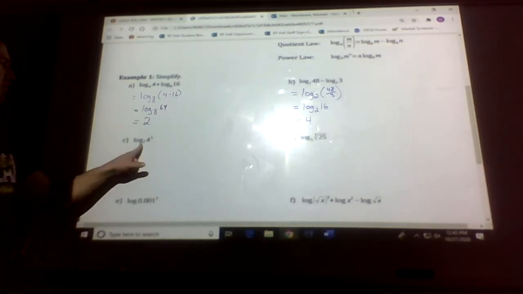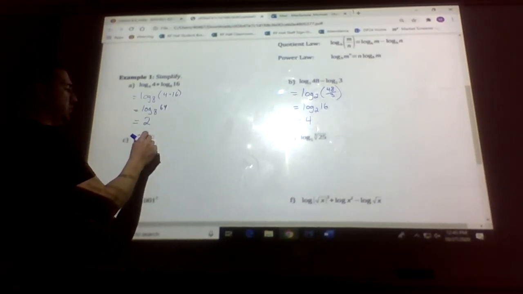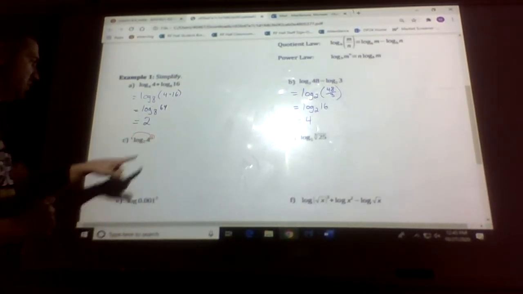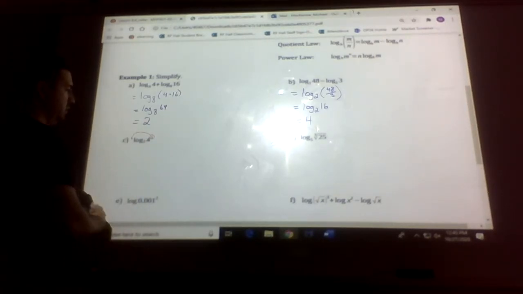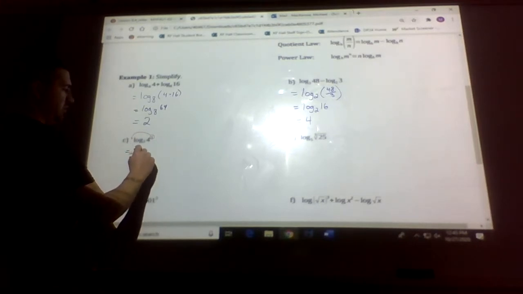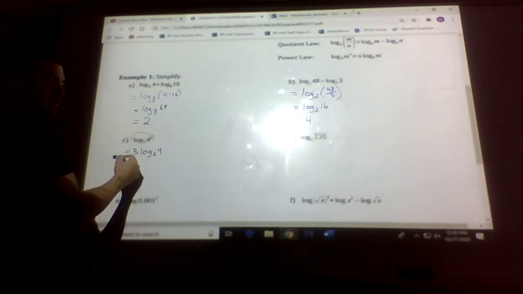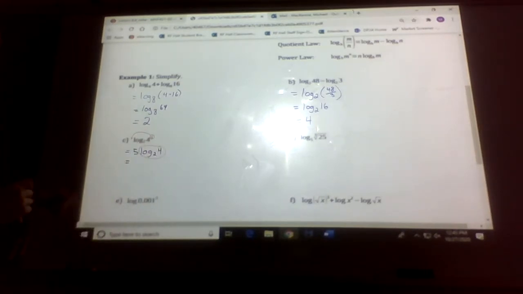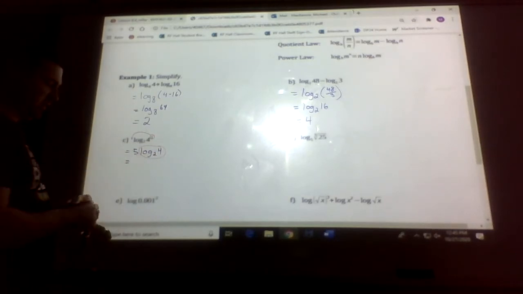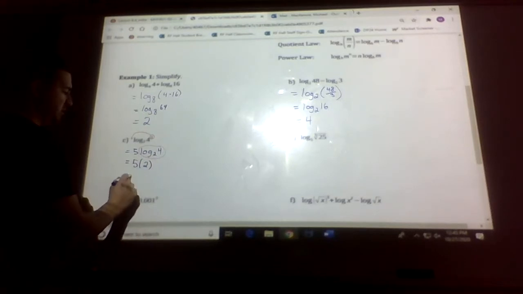Okay, next one. So at the base we have a number, we have the exponent. So what we're going to do here is bring the exponent to the front, because we're allowed to bring the exponent to the front when you have a log. So we get 5 log base 2 of 4. Now, remember I told you when you move it to the front, we now have multiplication. So we're going to solve this here. Log 4 divided by log 2 will give you the answer of 2. So 5 times 2 gives you 10.